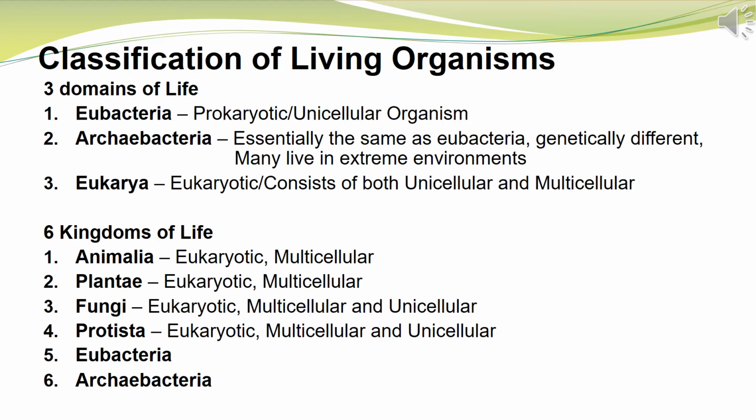And then there's Protista, and they're all eukaryotic and can also be multicellular and unicellular. And I guess I better give you an example of a protist, which would be an amoeba. And then there's the eubacteria, which are all prokaryotic and unicellular and include bacteria. Eubacteria actually just means true bacteria. Eu means true. And then there's the archaebacteria, which are pretty much the same as the eubacteria.